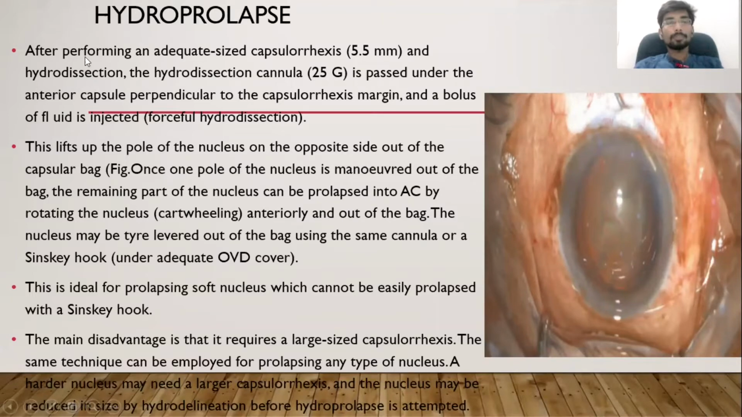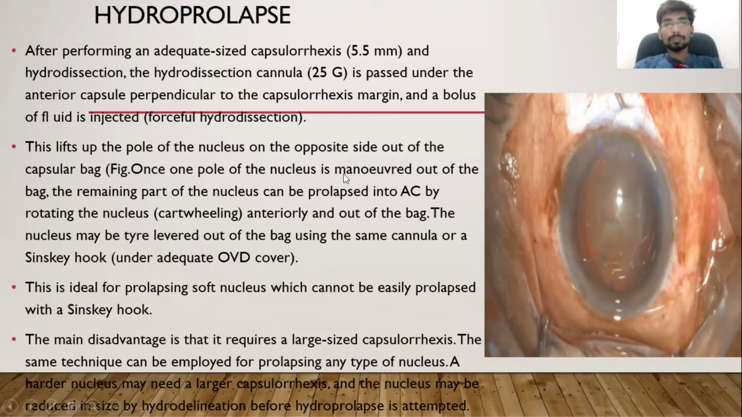Hydroprolapse. After performing an adequate sized capsulorhexis and hydrodissection, the cannula is passed under the anterior capsule perpendicular to the capsulorhexis margin and a bolus of fluid is injected. This is forceful hydrodissection. This lifts up the pole of the nucleus on the opposite side out of the capsular bag.